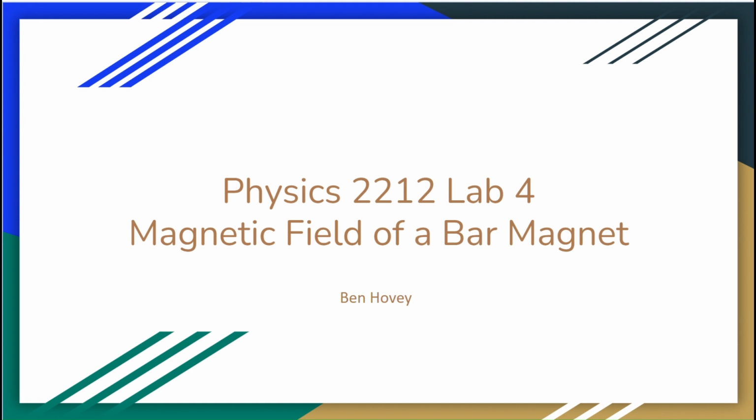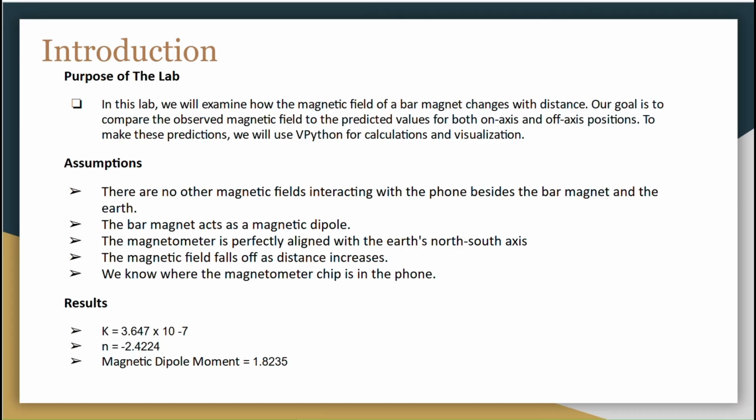What's up, guys? This is Physics 2212 Lab 4, Magnetic Field of a Bar Magnet. My name is Ben Hubby, and let's get right into this thing because we got no time. In this lab, we will examine how the magnetic field of a bar magnet changes with distance. Our goal is to compare the observed magnetic field to the predicted values for both on-axis and off-axis positions. We'll be using VPython to do so.